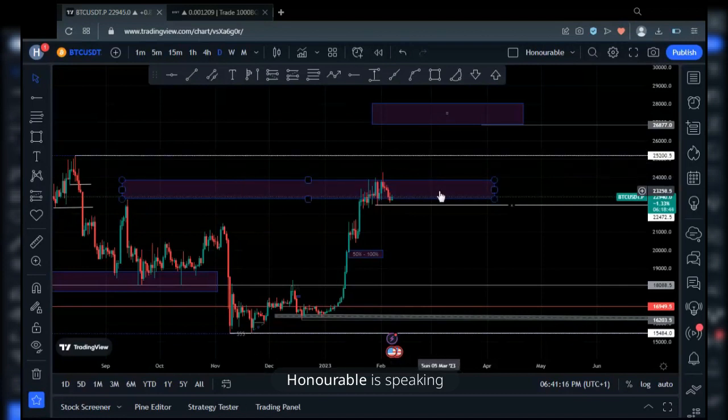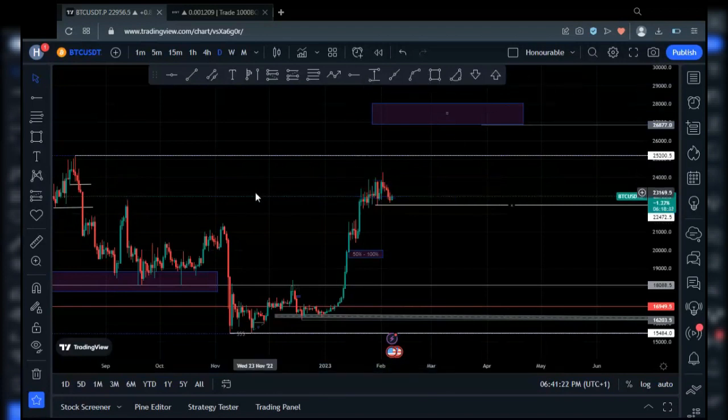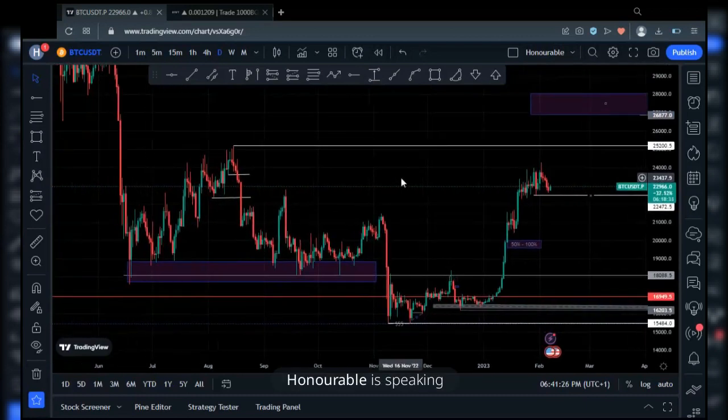So that is that for the zone. Remember, we are still talking about understanding the structure. We are not talking about entries now. We'll discuss entries, but first of all, let's understand the structure. And right now, we are talking about this component, the other components of market structure, which has to do with the support and resistance level and trend line.